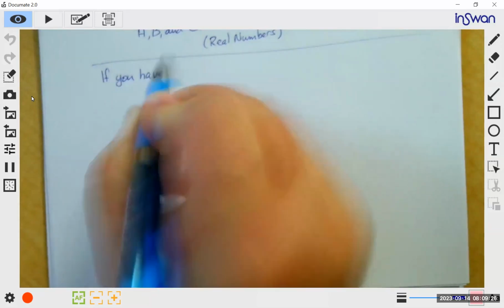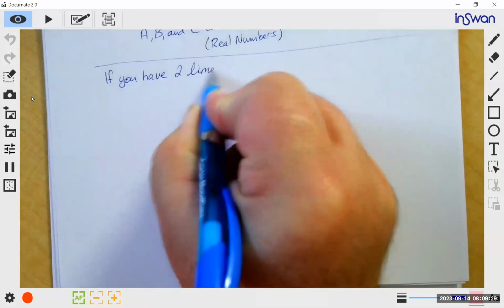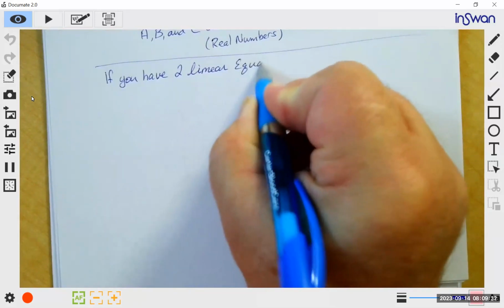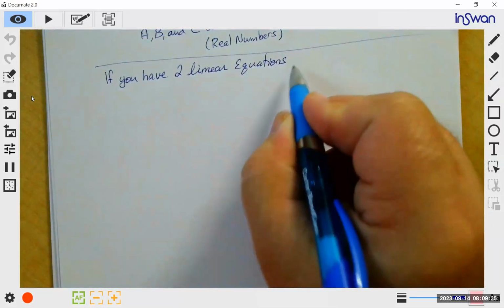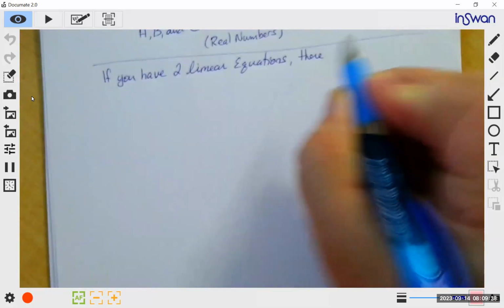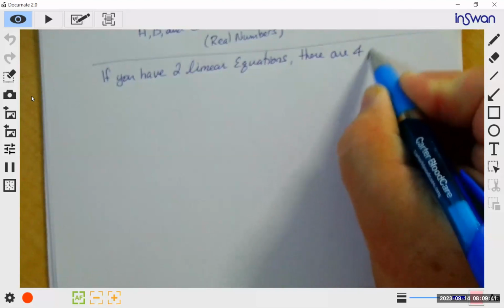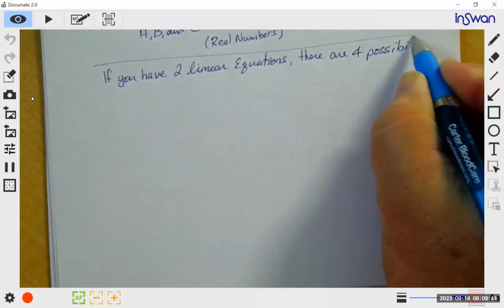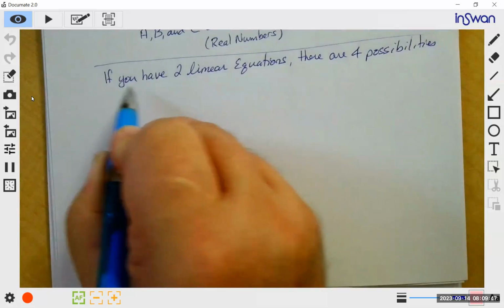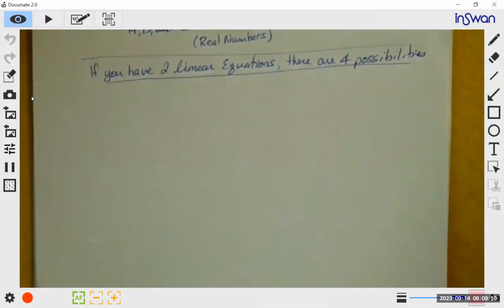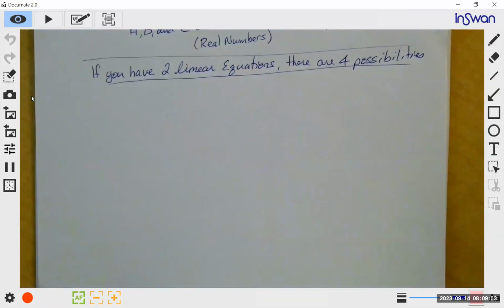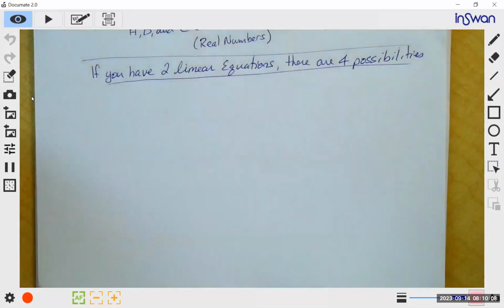If you have two linear equations, there are four possibilities. What does a linear equation look like? Let me review that again. What does a linear equation look like? That's a form of an equation. But how do you know if you're looking at something, even if it's in standard form, how do you know if it's a linear equation?